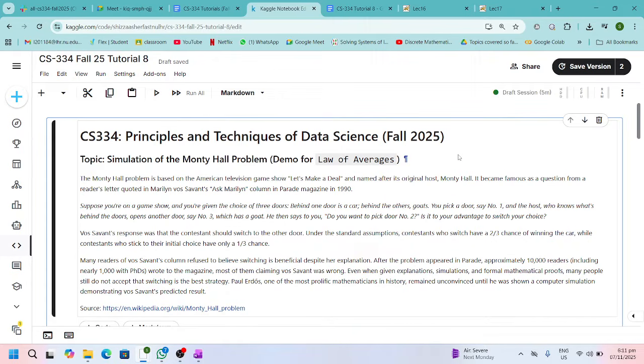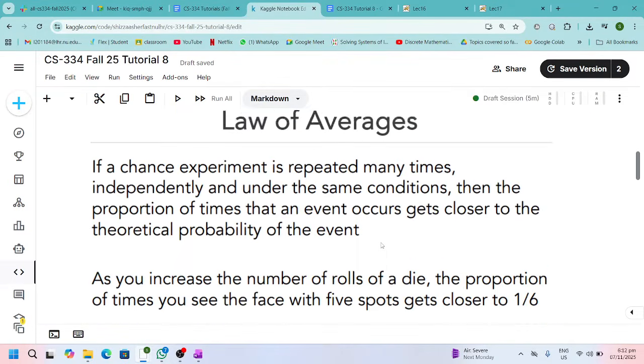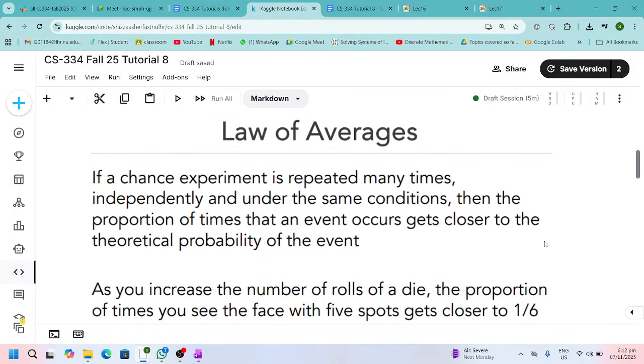So the question is, does shifting your door improve your chances of winning? And the answer, like we visited in class, is yes. If you shift your door, you have a 2 by 3 chance of winning. But if you stick to your door, then you only have a one-third chance of winning. This may not be evident if this chance experiment is repeated two, three, four, or 10 times. But the more times you repeat it, the more your probability will reach the theoretical probability. And that is what the law of averages tells you.